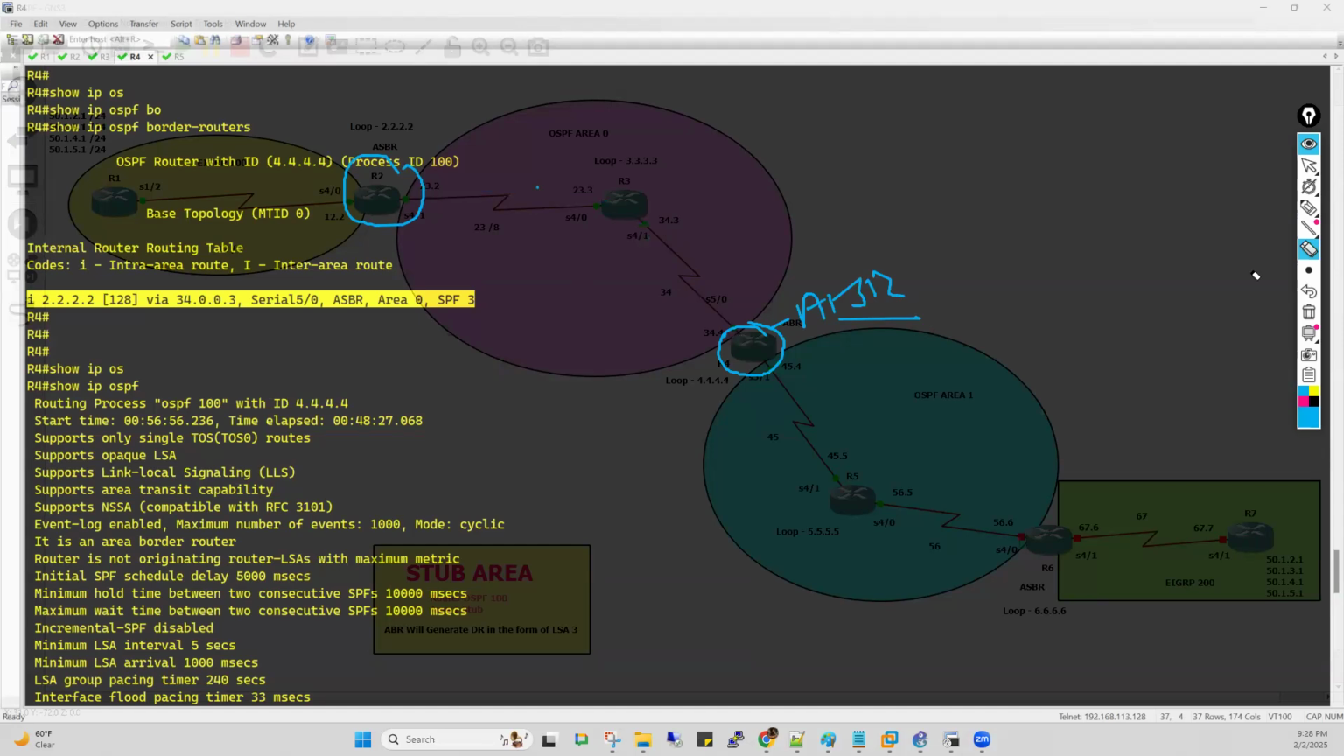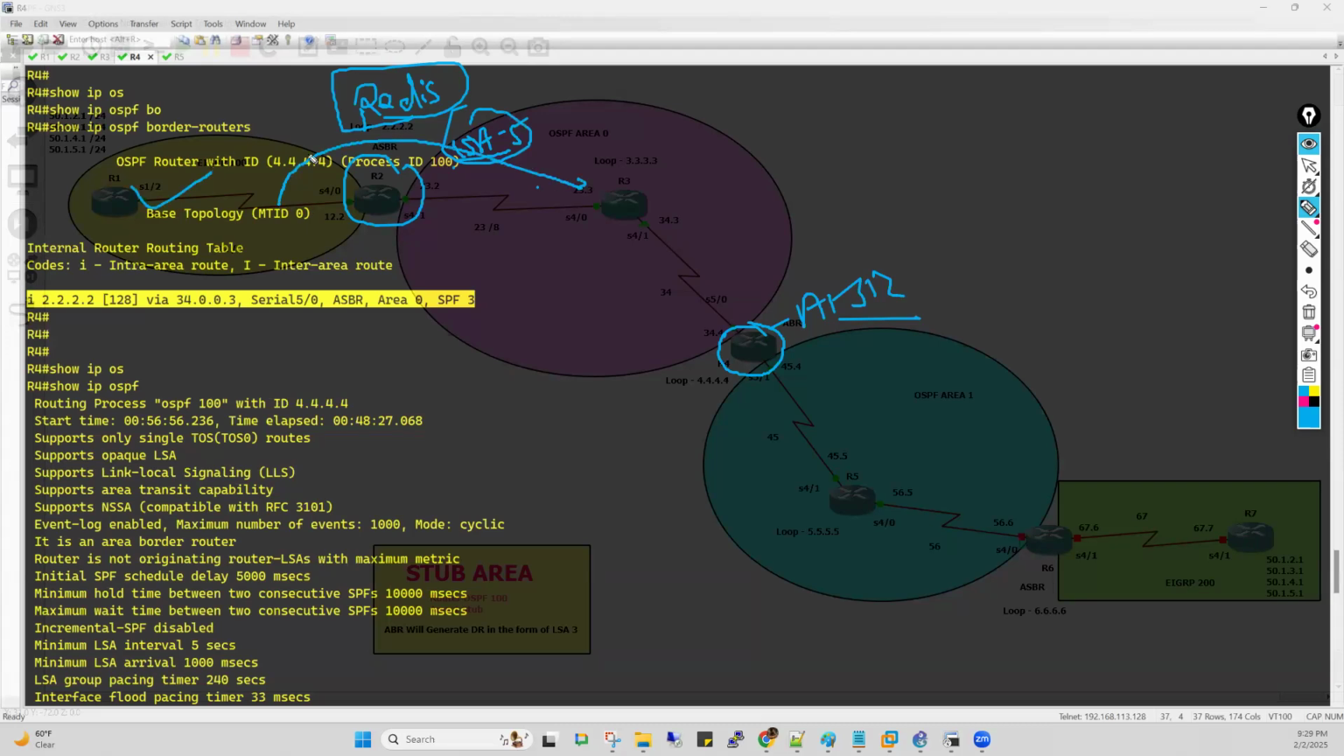So guys, please remember, when you perform redistribution here, this router will generate the LSA number 5. Agree? Everyone, yes or no? And with the help of LSA number 5, this router will inform other routers about this external route.